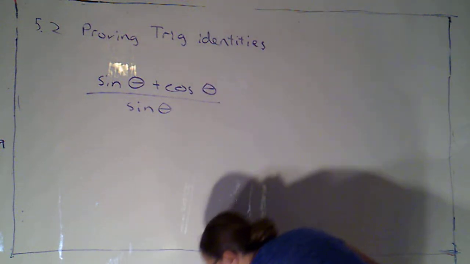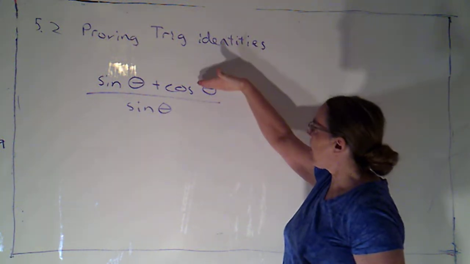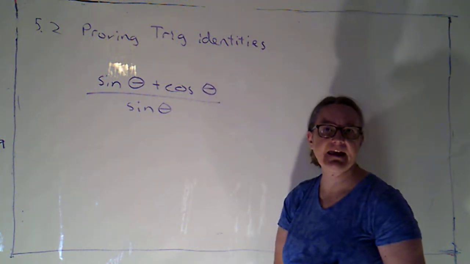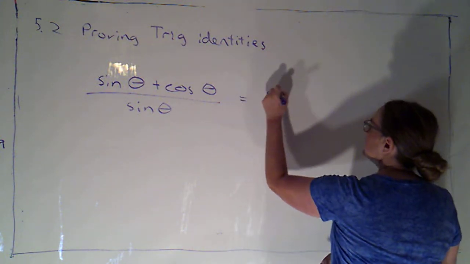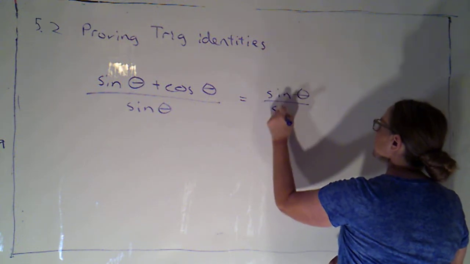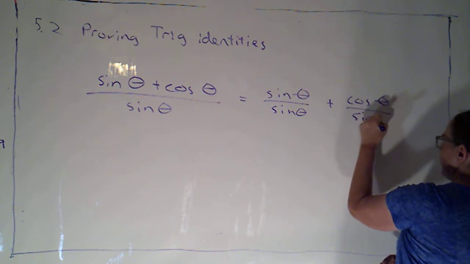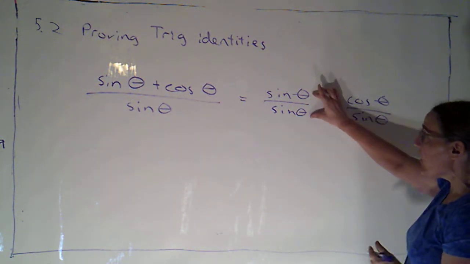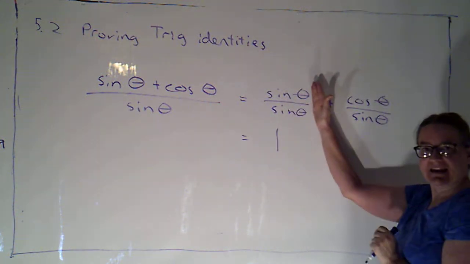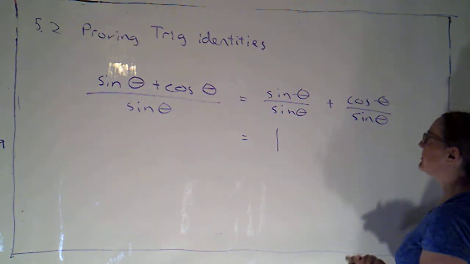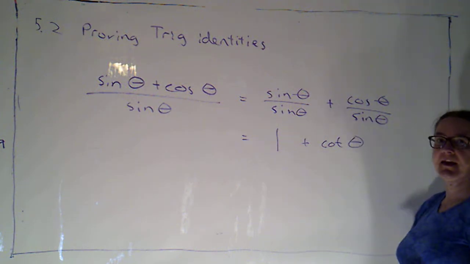What I can do is distribute the division. So this whole thing is being divided by sine theta. Division distributes just like multiplication does. So I can say this is sine theta over sine theta plus cosine theta over sine theta. Now I can say that that's 1 because I'm not adding or subtracting anything to the sine theta that's on top. And if I want to, I can say that that's cotangent of theta.